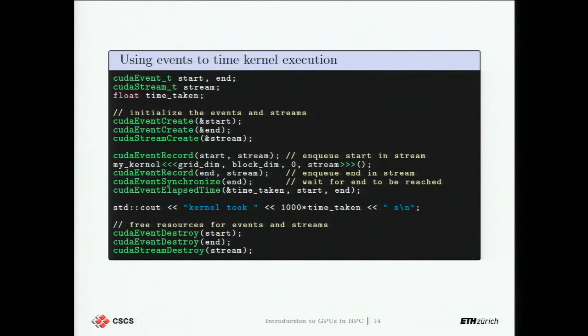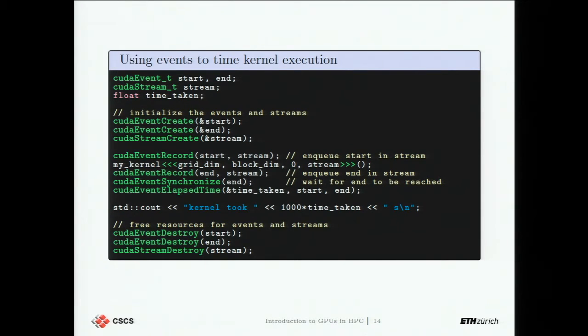So it all gets a bit messy, but here's an example of using events to time a kernel execution. We have some events which we call start and end in a CUDA stream. We create the two events, we create the stream, then we record the event inside the stream. That is, we're putting the event into the stream, then we run our kernel in the stream, and then we put another event in the stream, and then we call cudaEventSynchronize. And this says, now we're just going to wait until this event, that is this end event, the one that we inserted after the kernel, has been reached.